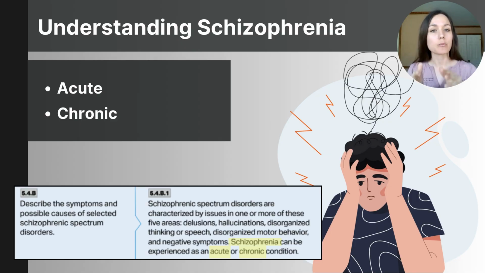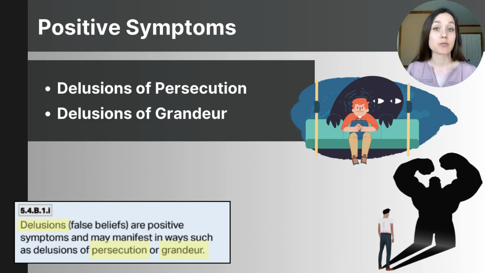Now, let's go a little bit deeper into each one of those symptoms. Schizophrenia has both positive and negative symptoms. This does not mean that they are good or bad, but it refers to whether something atypical has been added, which would be a positive symptom, or whether something expected has been taken away, which is a negative symptom. Let's start with positive symptoms. These are behaviors or thoughts that are not typically present in a healthy person.